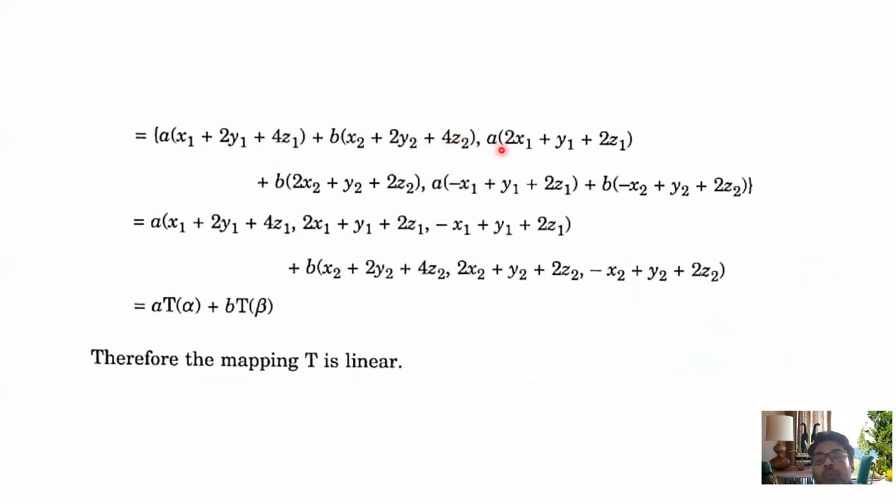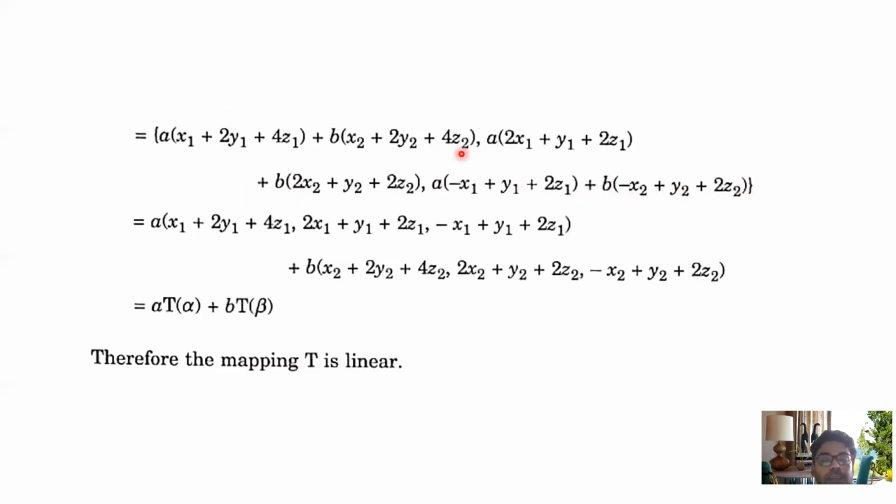comma, A common, 2x1 plus y1 plus 2z1 plus b, 2x2 plus y2 plus 2z2, comma, A minus x1 plus y1 plus 2z1. So from it is clear that all x1, y1, z1 you are taking as a whole with A common. Okay, similarly for B, x2, y2, z2 and so on. And here B minus x2 plus y2 plus 2z2.